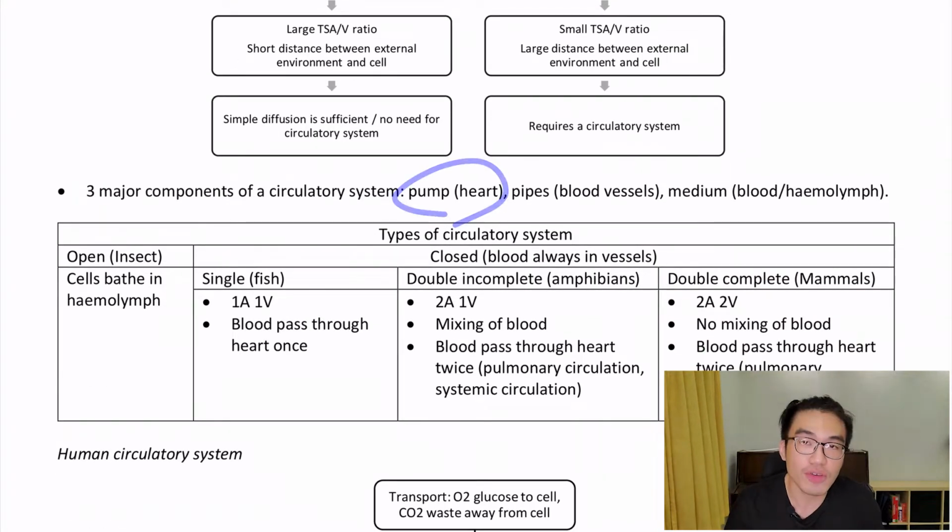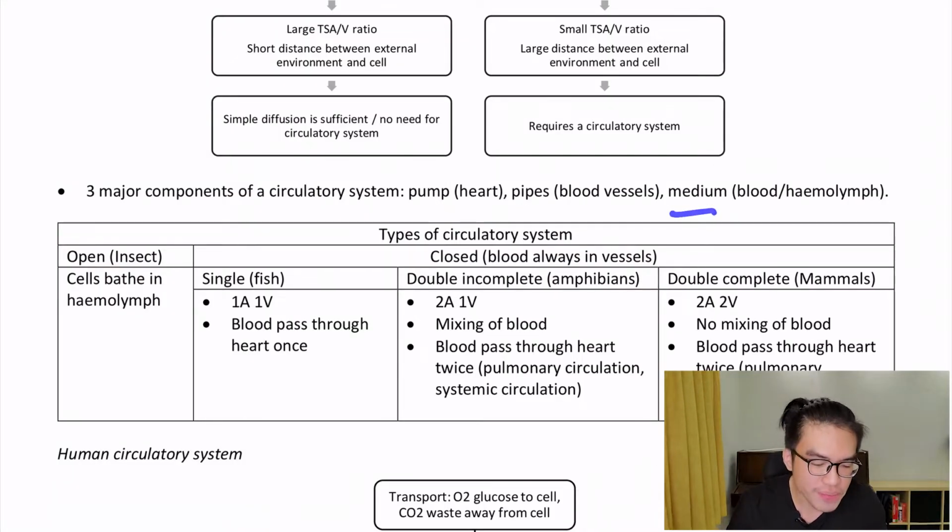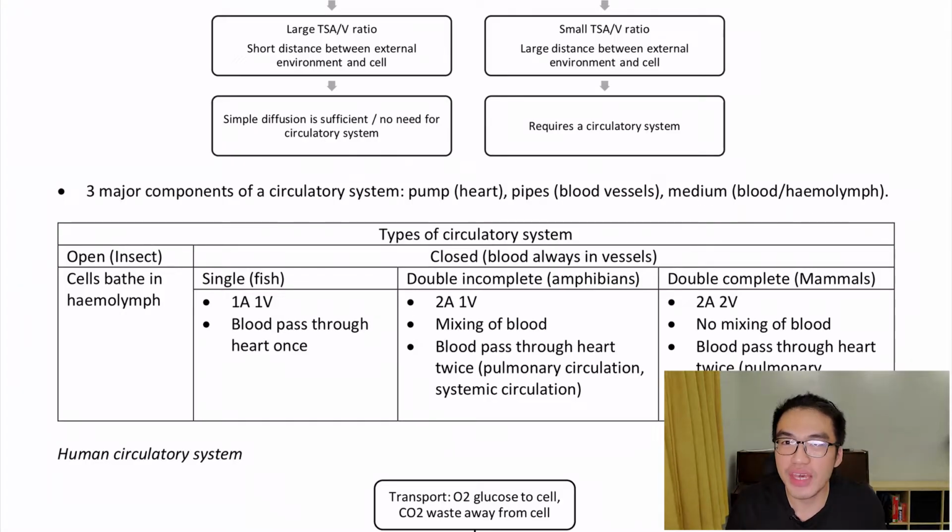To make a circulatory system, you need three components. You need a pump, your heart, you need pipes, your blood vessels, and of course you need a medium, which is your blood, or hemolymph in insects.